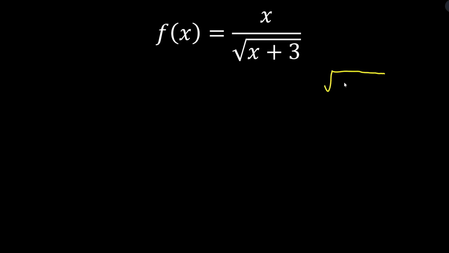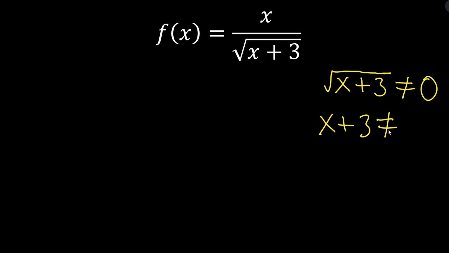I'm going to take this entire thing, which is the square root of x plus 3, and I'm going to say that entire thing cannot equal 0, okay? Now I can square both sides to get rid of the square root, or I can just think about, well, how does the square root of something equal 0? That's if the something equals 0, okay? So two different ways to think about it. X plus 3 cannot equal 0, and this means that x cannot equal, if I subtract 3 from both sides, x cannot equal negative 3.